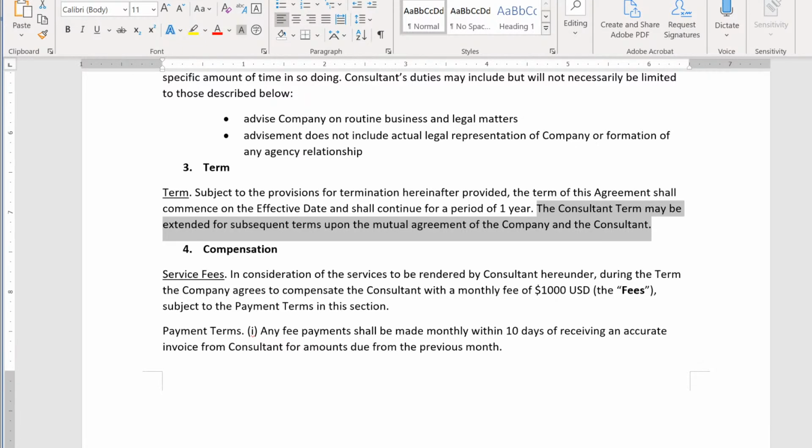That's why it says extended for subsequent terms upon the mutual agreement of the company and the consultant. We can agree to extend the term. We can also agree to the same contract, because we can agree to the same payment, same length, same services. And also here we say may, right? If you pay attention, here it says may, so it's possible it's not extended. Compare that to the initial term, where it says this newer language. It basically just says if the two of you decide to extend the contract.